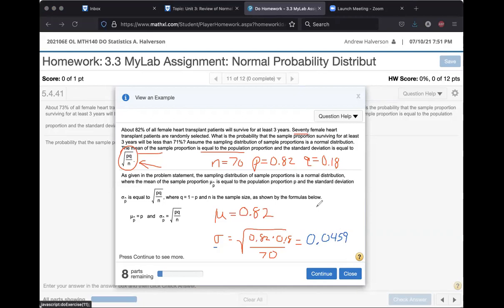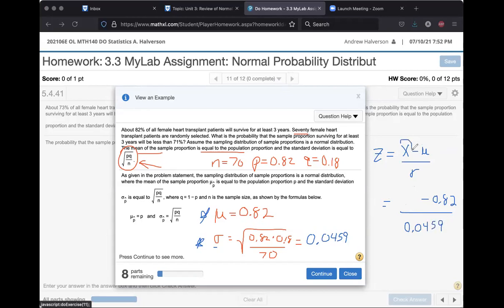Okay, so that was our first step. Find P, find Q, find N. Use that information to find the mean and the standard deviation. Why? Because we need to go and find the z-score now. Remember the z-score, x minus the mean divided by the standard deviation. Now, we know the mean. The mean is this right here, 0.82. We know the standard deviation, we just found it. It's 0.0459.